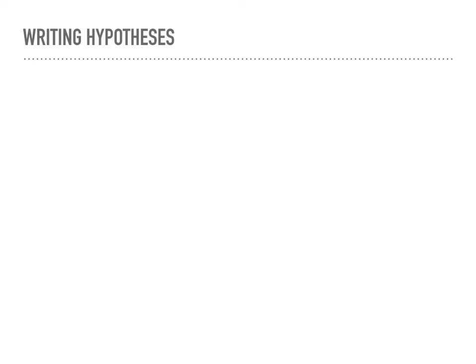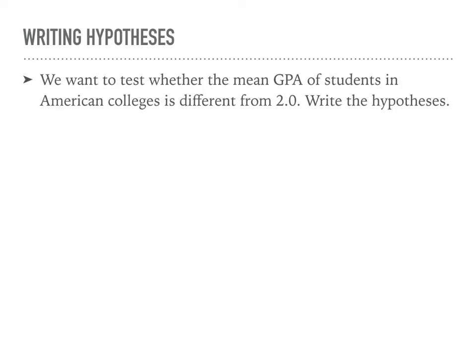So let's practice writing some hypotheses. If we want to test whether the mean GPA of students in American colleges is different from 2.0, let's write the hypotheses. Different from would lead us to think not equal to. So we'd have our null hypothesis, mu equals 2.0. Alternative hypothesis, mu does not equal 2.0.